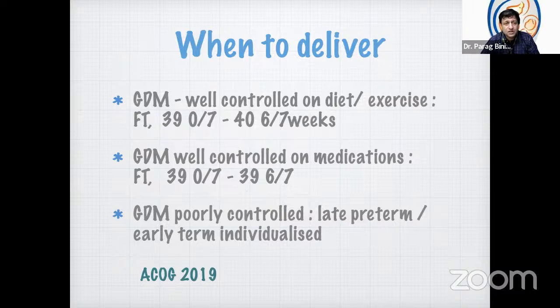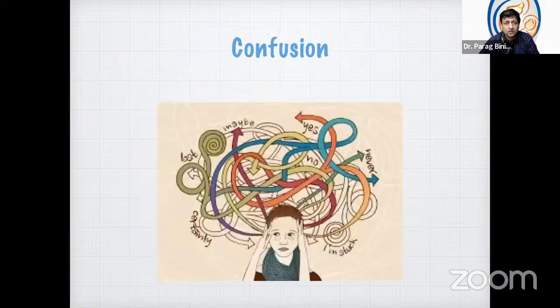So the question always remains when to deliver, and the ACOG says that for well-controlled GDM only on exercise and diet, one can continue till about 39 to 40 weeks. GDM well-controlled on medication, anytime after 39 weeks, and GDM when poorly controlled, we can think of delivering them as late preterm or even early term, and this has to be individualized.